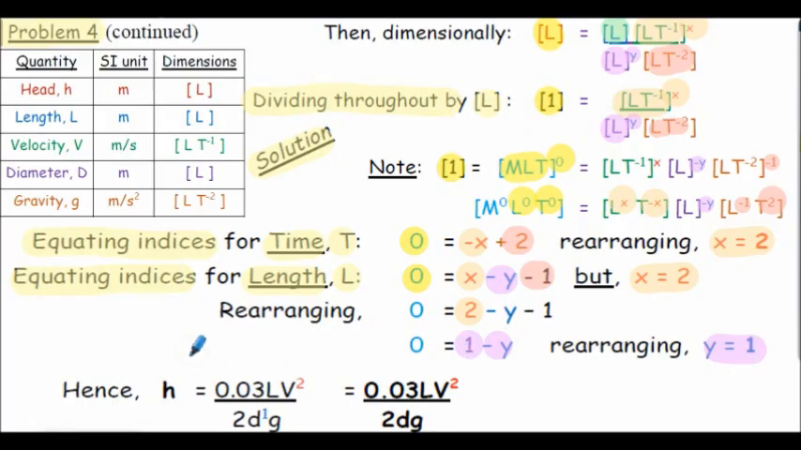And now I can write the equation for height h, the fluid, is equal to 0.03 multiplied by L multiplied by v squared, and that's divided by 2 multiplied by d to the power of 1 multiplied by g. But of course we don't usually write the powers of 1, we assume that, so I've just simply rewritten the formula again, but this time just using d. So h is equal to 0.03 Lv squared divided by 2dg. And there's the solution to problem 4.